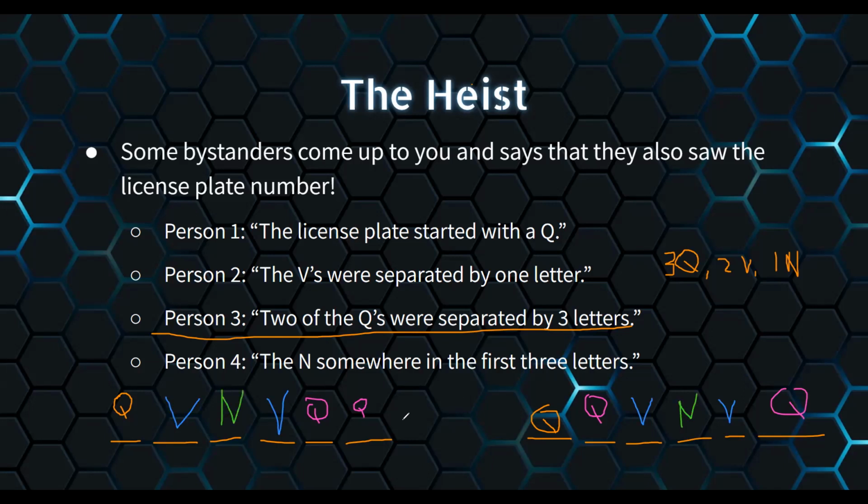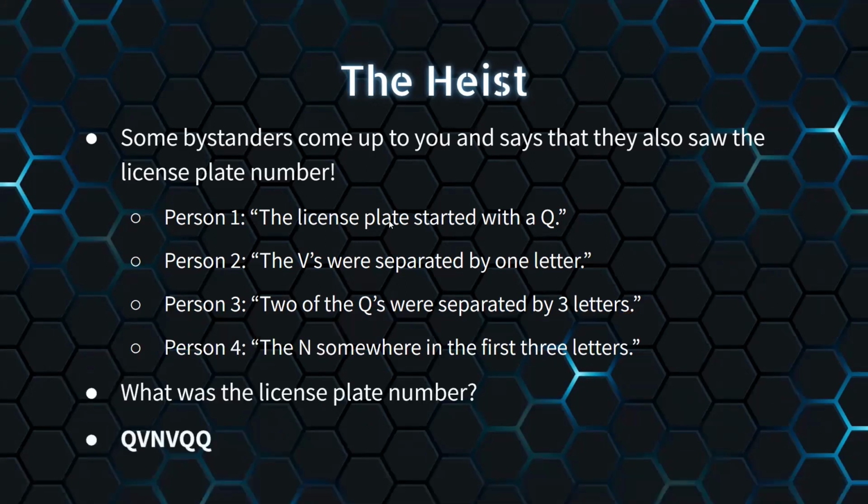Okay, but does anybody see a problem with either of these answers? If so, where? The N is somewhere in the first 3 letters, so the second one is incorrect. Yeah, you're right. So this one, the N is in the 4th spot, so that's not good. It contradicts. So it's actually this one, and Colin was so smart and fast. You already figured it out. That's amazing. So, yay, you're right.